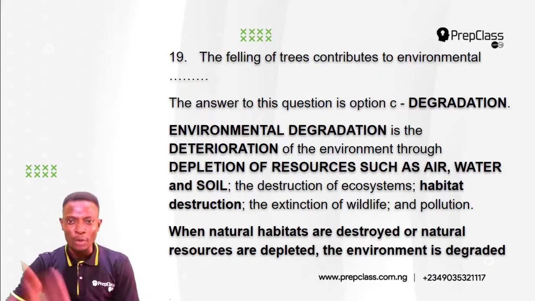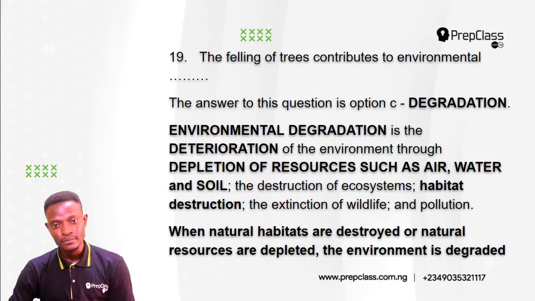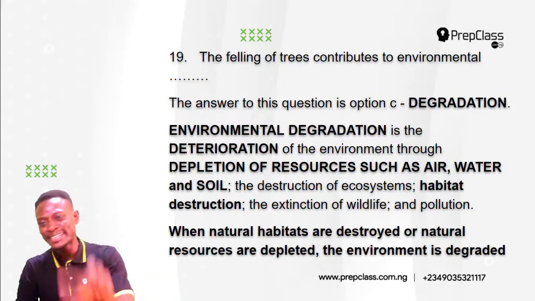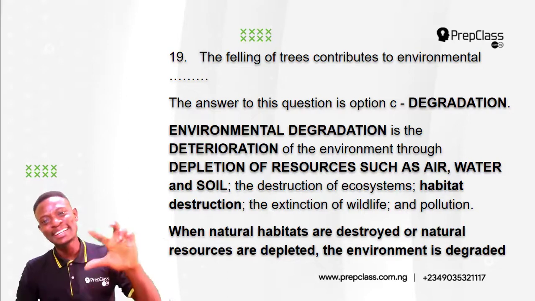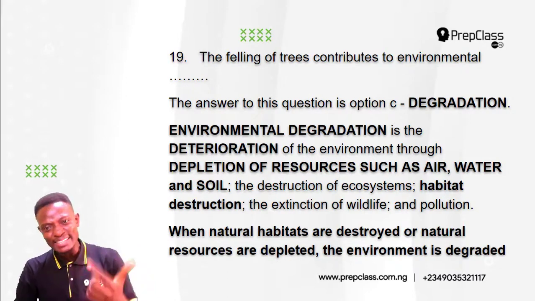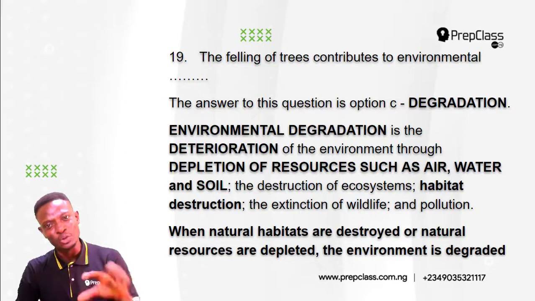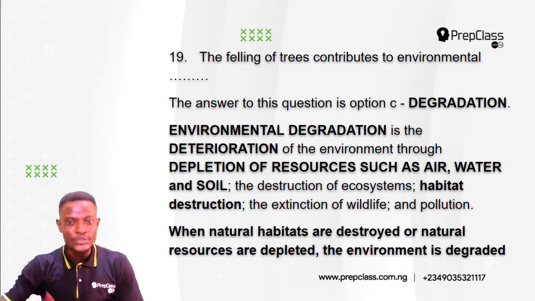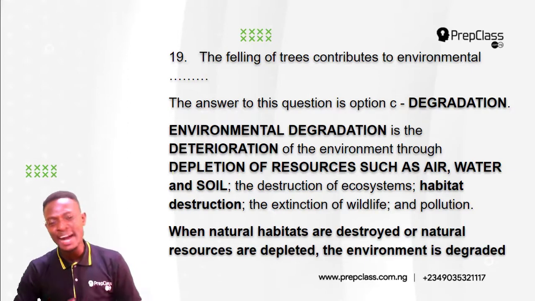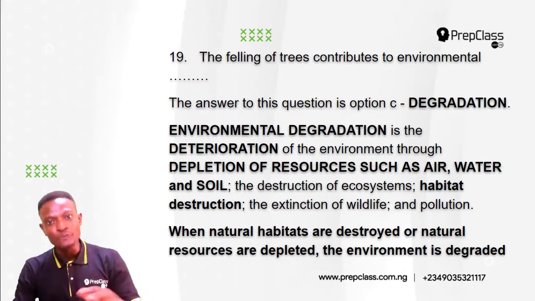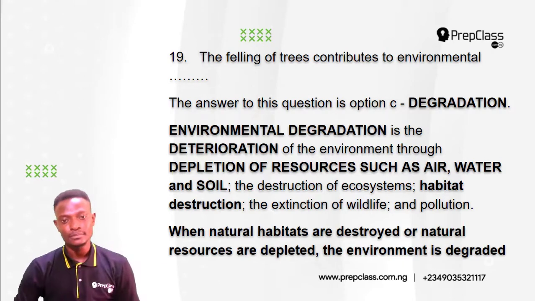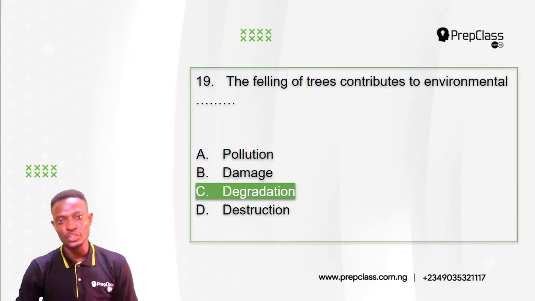The environment becomes degraded. When natural habitats are destroyed or natural resources are depleted, the environment is degraded. So the answer is degradation. The felling of trees contributes to environmental degradation. They are depleting resources. Trees are natural resources. The felling of trees, deforestation, is causing what? Environmental degradation. So the answer to this question is option C.